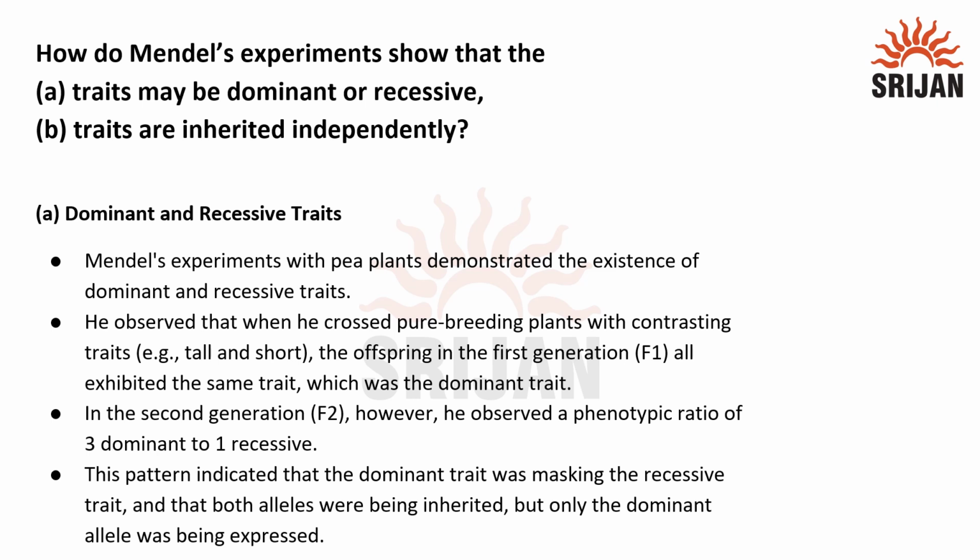The question is, how do Mendel's experiments show that A. Traits may be dominant or recessive, B. Traits are inherited independently. So first let's answer this A part, that is, traits may be dominant or recessive.